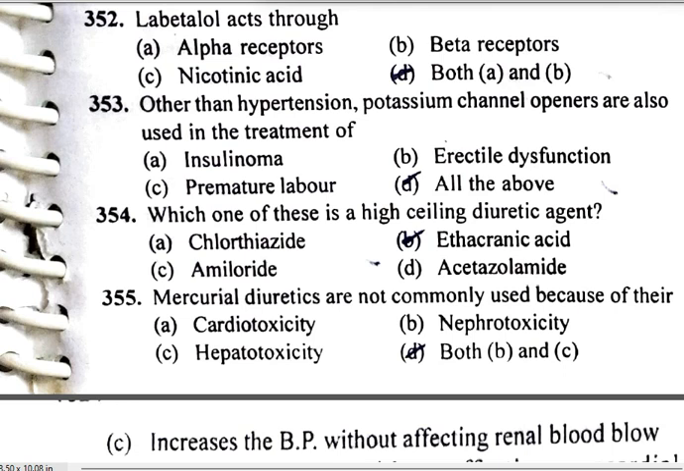Labetalol acts through both alpha and beta receptors. Other than hypertension, potassium channel openers are also used in treatment of insulinoma, erectile dysfunction, and premature labor. Which one of these is a high ceiling diuretic agent? That is ethacrynic acid. Mercurial diuretics are not commonly used because of their nephrotoxicity and hepatotoxicity.